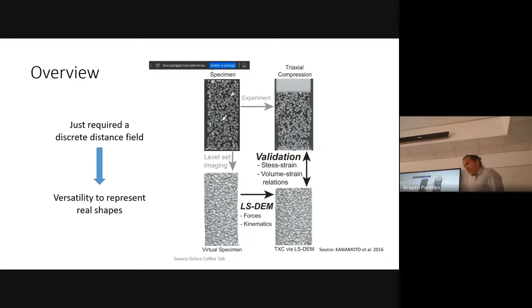The first idea when the model was developed by Kawamoto et al. was, okay, we have the level set, we do, for instance, a tomography in our experiment, and there are many algorithms we can use to extract the level set, because it's post-processing of the image. As I explained, it is the distance to the surface, so we can extract this level set from the tomography image, use it as input, and perform LS-DEM. We have our simulation results, and then we can validate and compare with experimental results. This is one of the main points of the algorithm: it has versatility to represent real shapes.